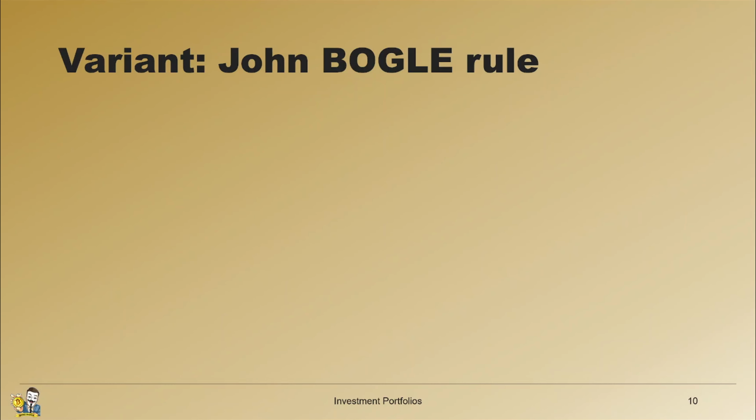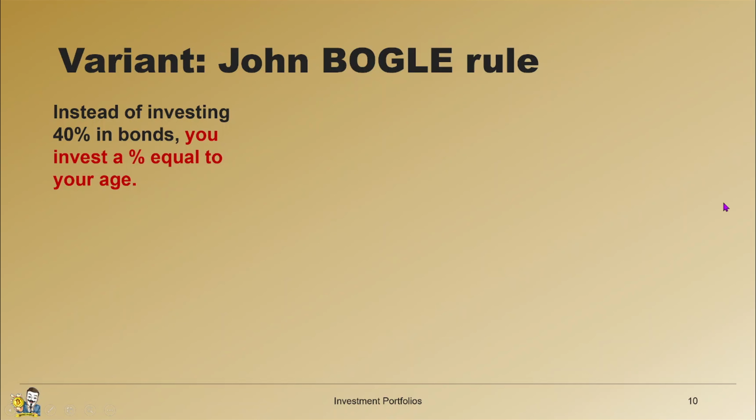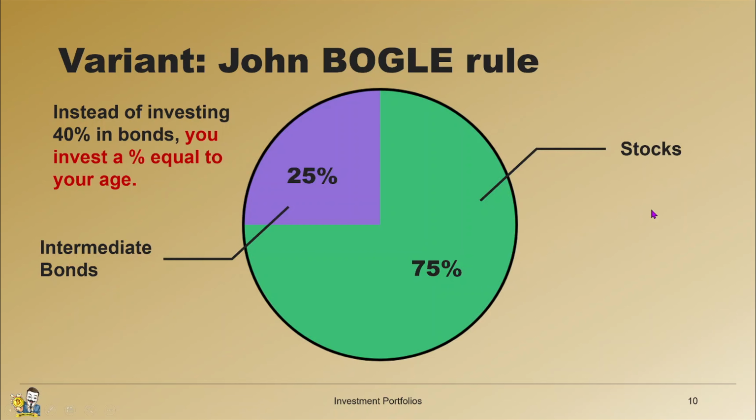Some people might say that 40% in bonds is too much, and that's actually why John Bogle came up with an alternative rule. Instead of investing a fixed 40% in bonds, you invest a percentage equal to your age. So for example, if you're 25 years old, you'd allocate 25% to intermediate bonds and the remaining 75% to stocks. This approach allows younger investors to take more risk, while older investors gradually shift to a more conservative allocation. So now, let's backtest this version of the Bogle rule for a 25-year-old investor.